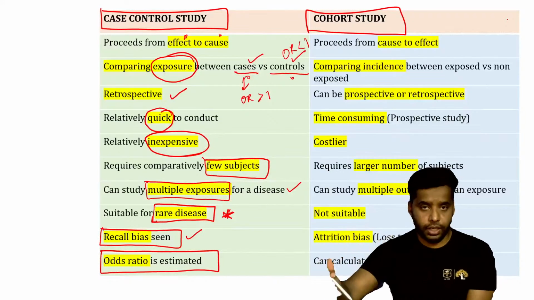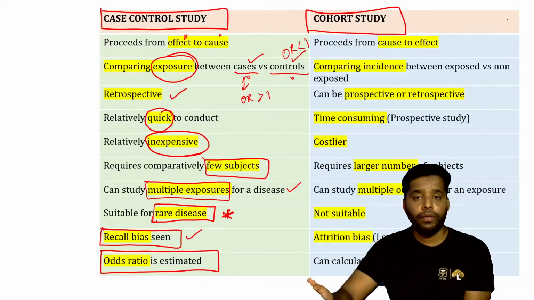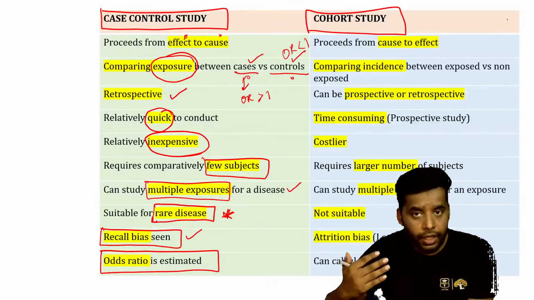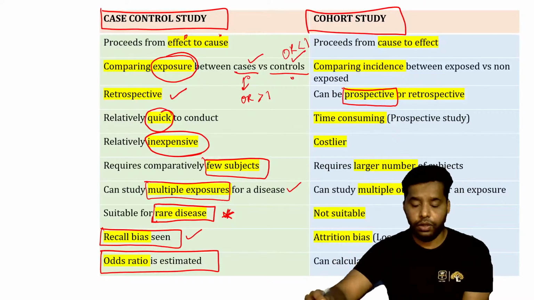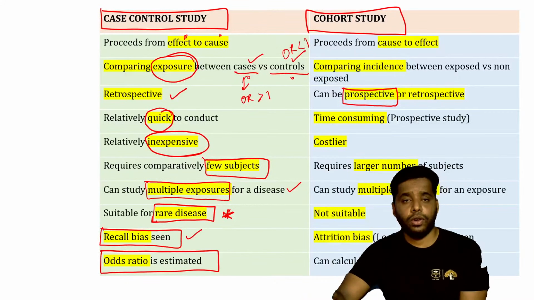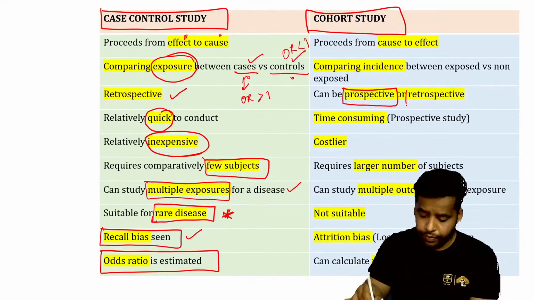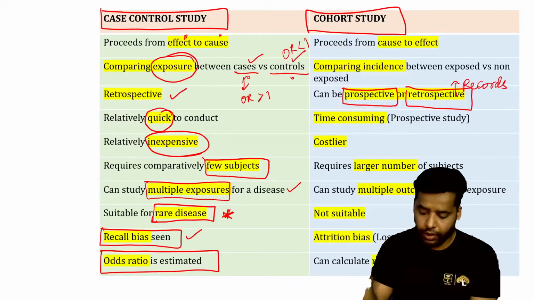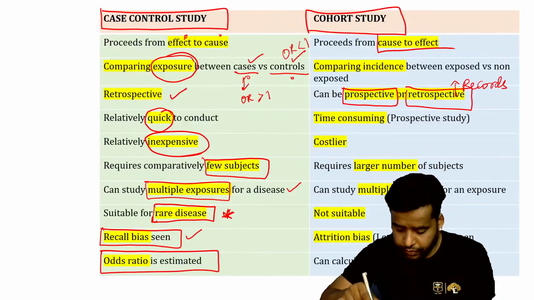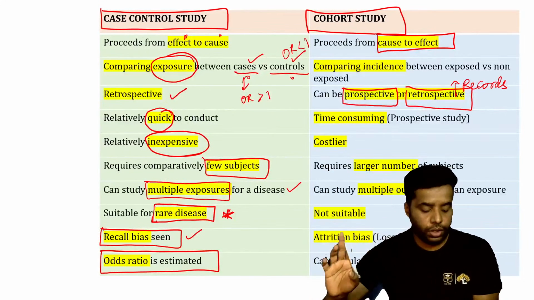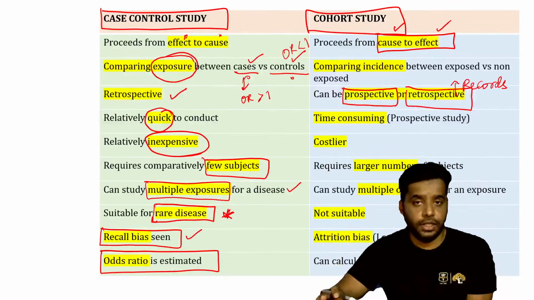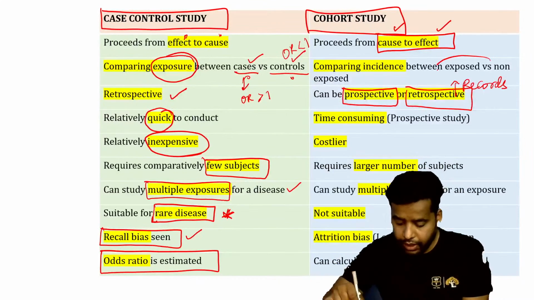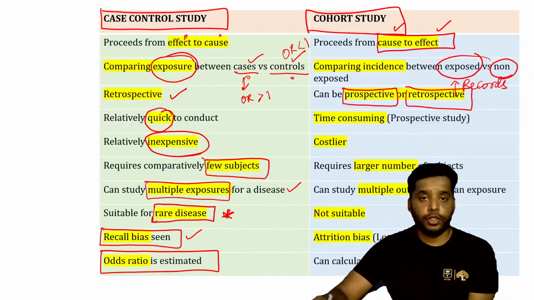Come to cohort study, a completely opposite pattern. Here you are going in the completely opposite direction, it is prospective. Most of the cohort studies we do are prospective. Very few cohort studies use records, that is retrospective cohort study using records. The study pattern is from risk factor to outcome, cause to effect. So risk factor to the disease, cause to effect. You divide them into two groups: exposed and non-exposed.